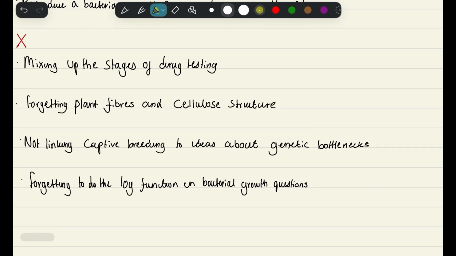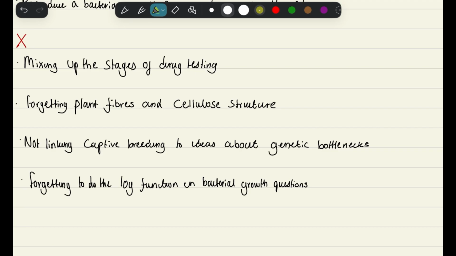Now, what's bad to do? Stages of drug testing, I think, can be mixed up, especially the more you go on in the course and you think, okay, this wasn't as serious. I will admit that's a subject that a lot of people forget about, but it comes up not regularly, but often enough to a point where I think you should remember it. Plant fiber cellular structure, that just links onto what we said about plant fibers and sustainability. They can easily link the questions there. Captive breeding as well with genetic bottlenecks. Again, very easy to link those two together. So make sure you can do it.